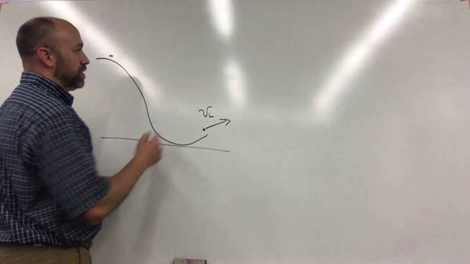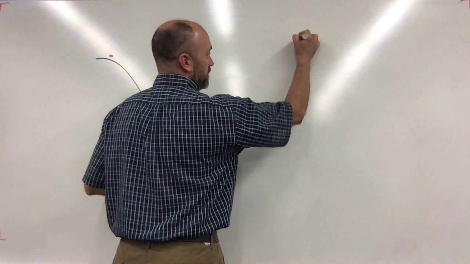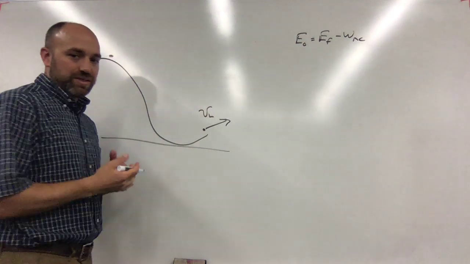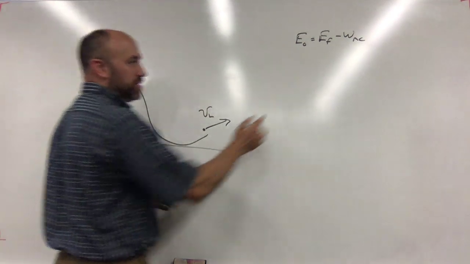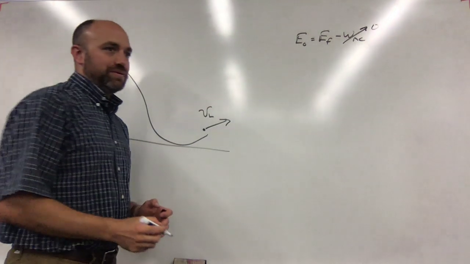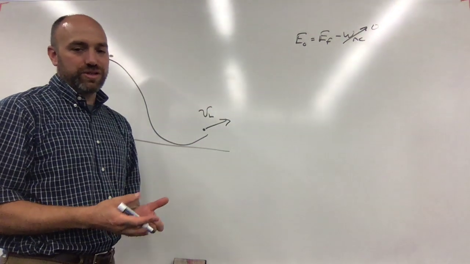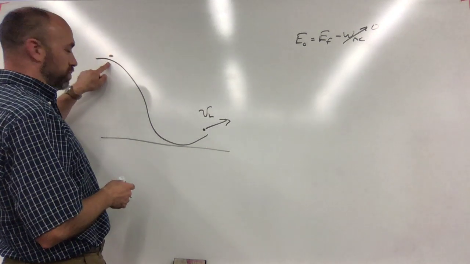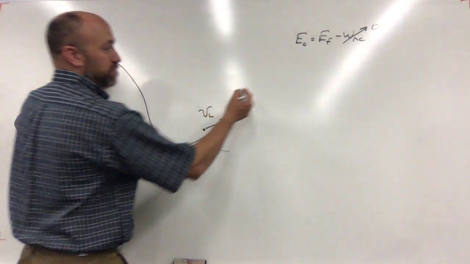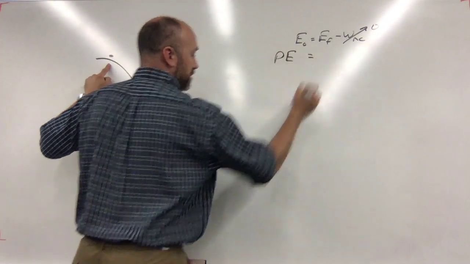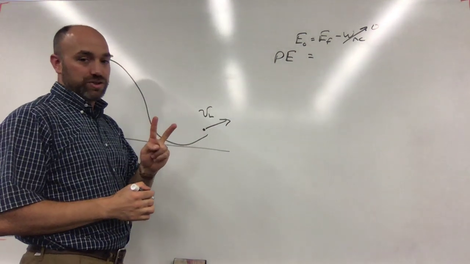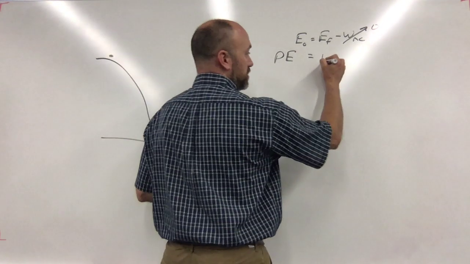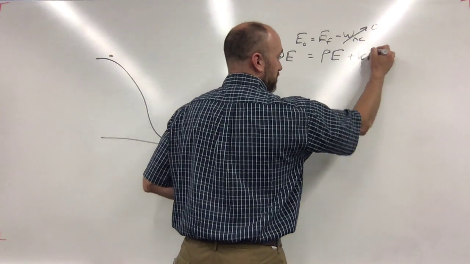Mm-hmm. So you use the work energy theorem, and you say the energy initial equals the energy final minus the work not conserved. Because this is a water slide, there's no friction here, so we can throw this away. In reality, there is some friction there, but it's not much, so we're going to call it zero. To start with, we'll start up here at the top, so that'll be potential energy at the top. And then at the bottom, you've got two kinds of energy, because she's off the ground and she's moving. So you're going to use potential energy and kinetic energy.